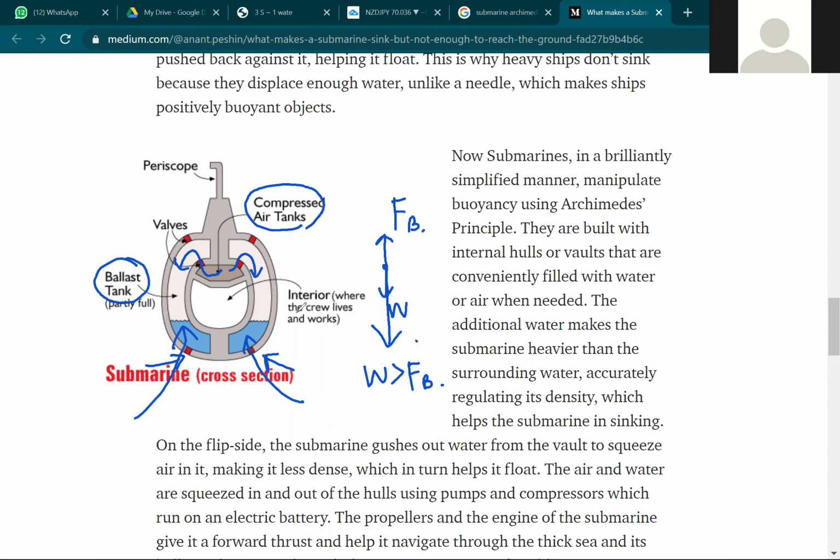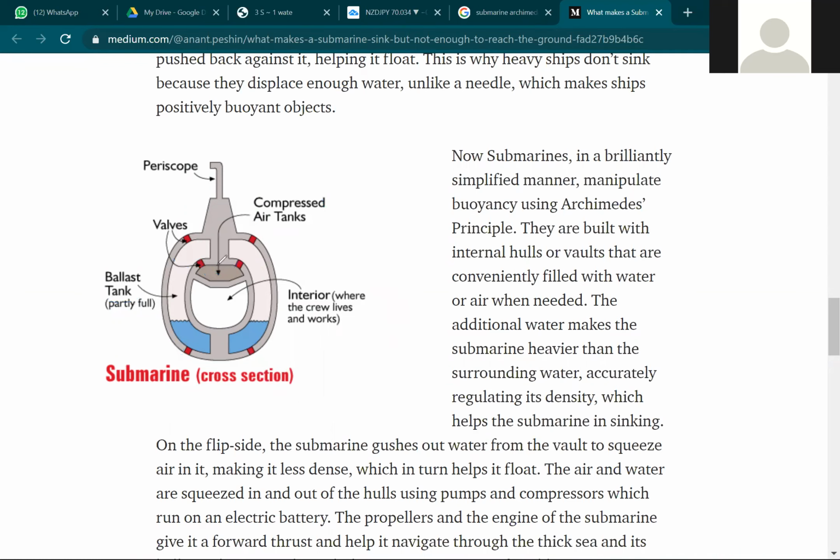That's how it controls. So if it wants to rise, it has to reduce the weight so that the buoyant force is greater than the weight. So how does it reduce the weight? It will force the air from the compressed air tanks to flow into the ballast tank, and then it will push the water out. The compressed air has high pressure enough to remove the water out of the ballast tank. As a result, the weight decreases because there is less water, it's hollow, so the weight is reduced tremendously. And then it starts to rise because the buoyant force is greater than the weight.